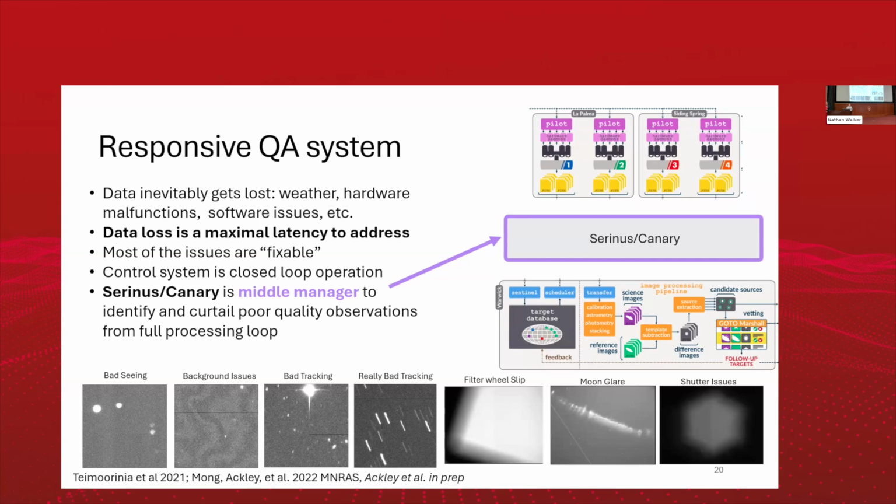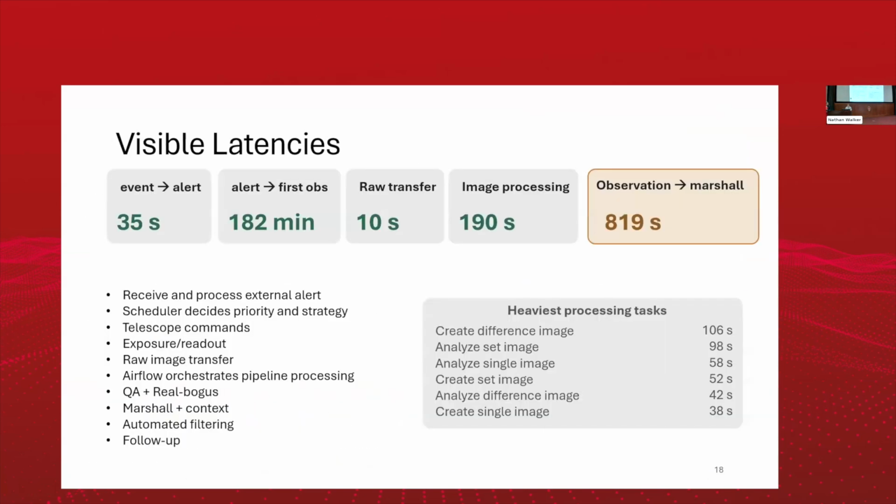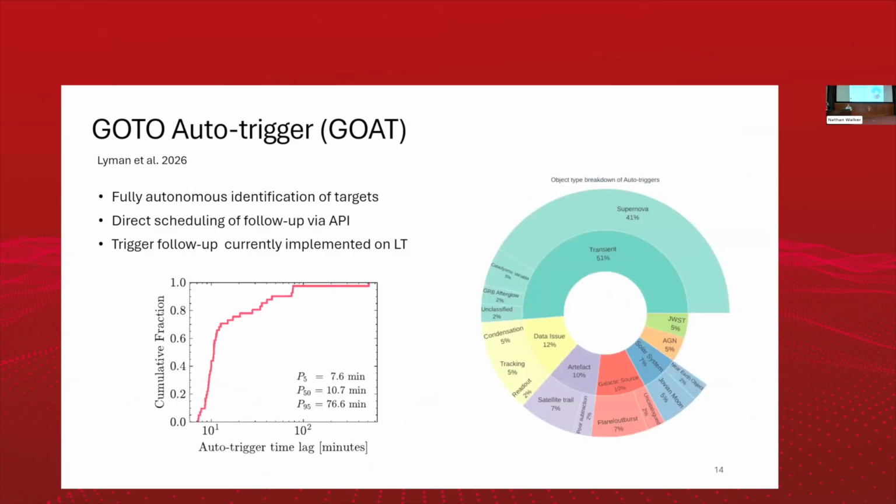So my question is, can you give an estimate of your latency? It was not mentioned at the end of your latency slide, the latency to the GOAT trigger, to something that we could do. Yes. So this was the auto trigger time lag, a cumulative fraction. Roughly, it's about 10 minutes.